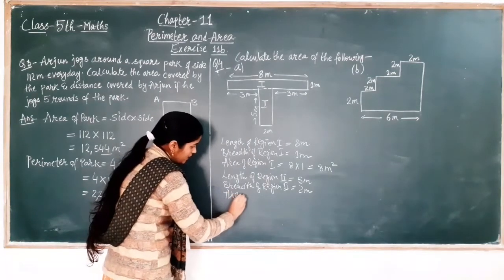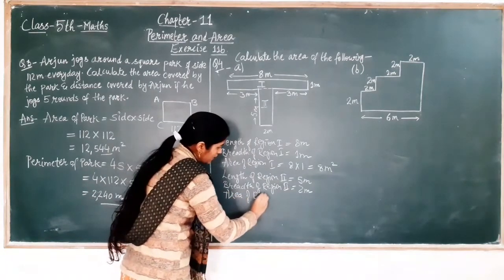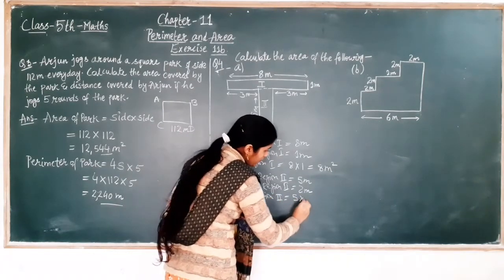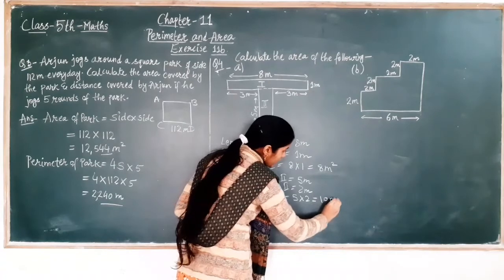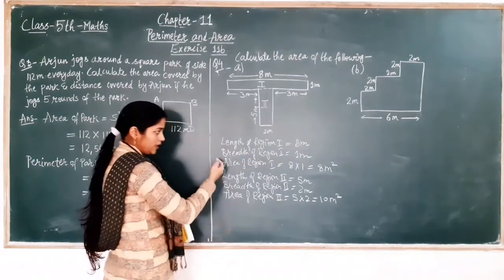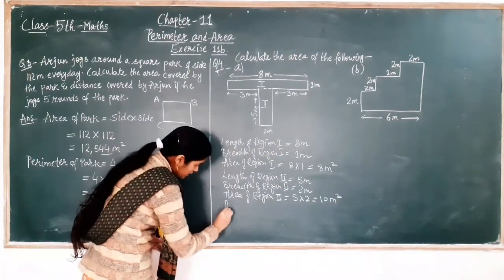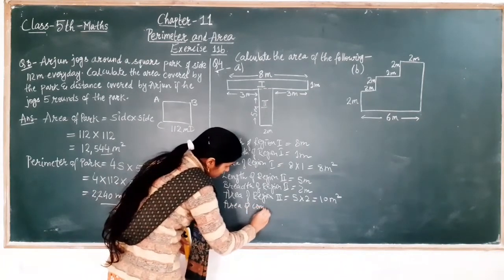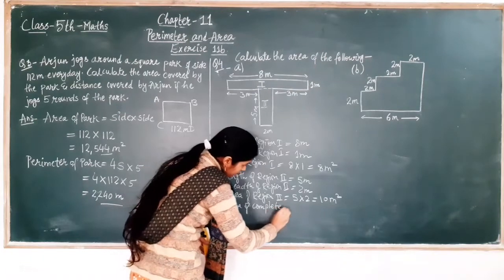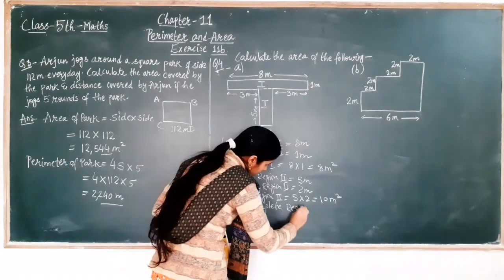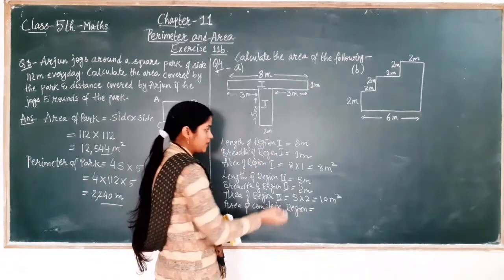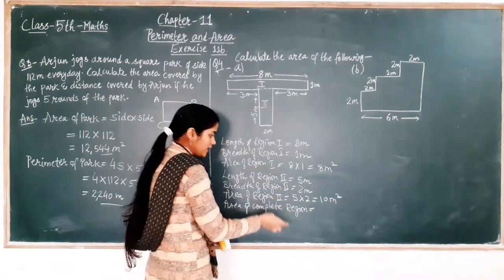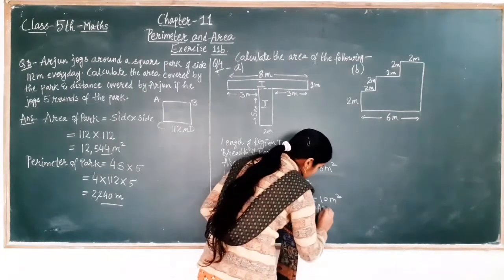So what would be the area of region 2? Area of region 2 is equal to 5 into 2 is equal to 10 meters square. Now we will find the area of the whole region, or area of the complete region. Complete region is equal to, we will add both the areas of region 1 and region 2.